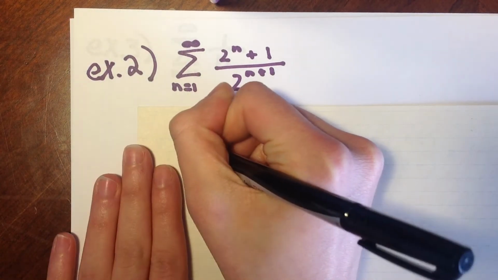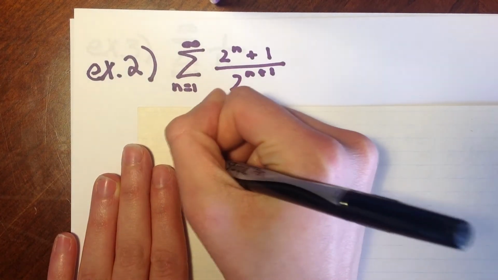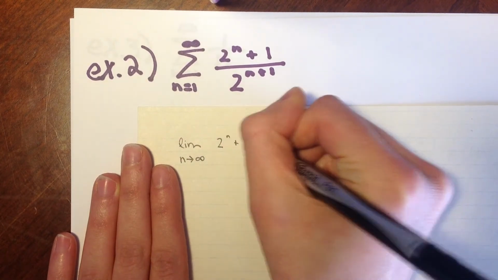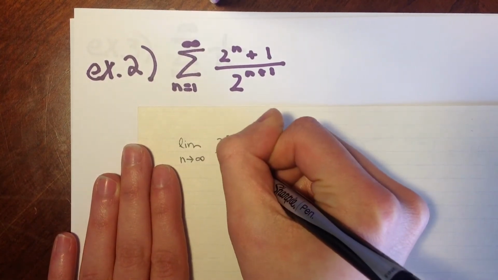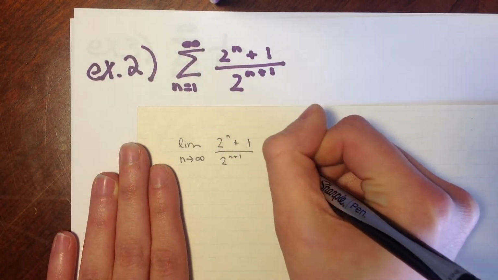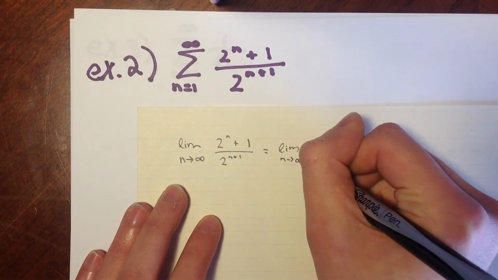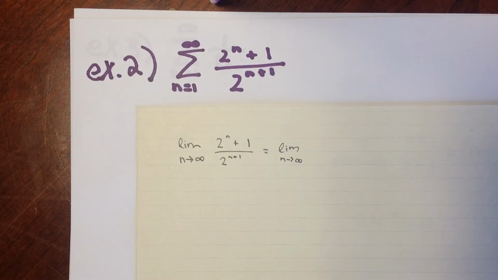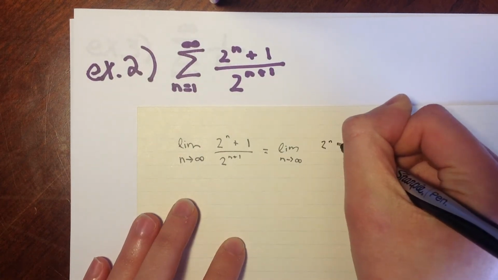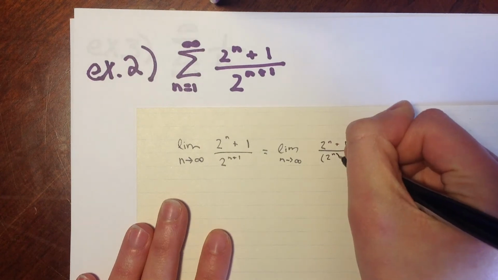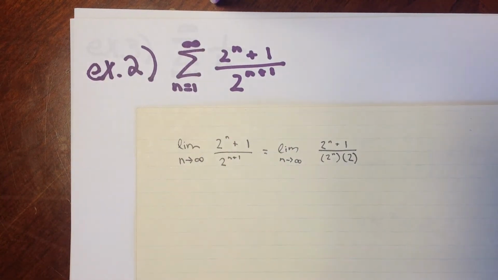And the first thing we're going to do is take the limit of this part. So limit as n approaches infinity of 2 to the n plus 1 divided by 2 to the power of n plus 1. And the first thing that we always do when we have any kind of limit problem is reduce, or just not necessarily reduce, but simplify. So 2 to the power of n plus 1 can also be written as 2 to the n times 2, which is why pre-cal skills are so important in calculus.